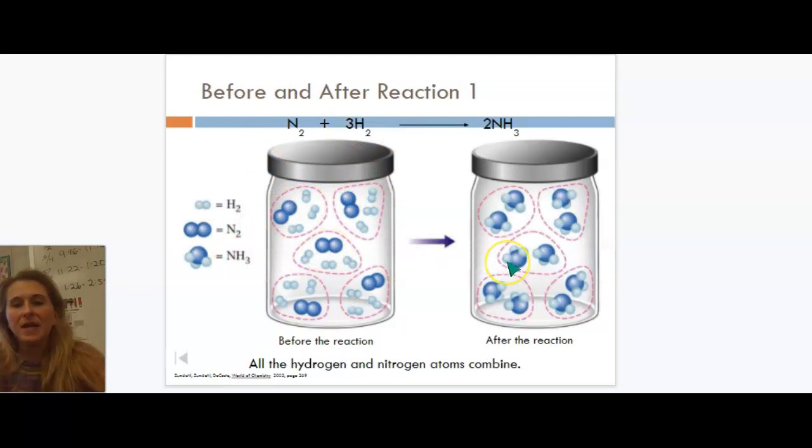So if we think about how they come together to make ammonia, we can see that we're going to need 3 hydrogen molecules for every 1 nitrogen. And so when we pair those up, we see that we end up with 2 representative particles, or 2 moles, as we know the unit of the coefficient is mole, 2 moles of ammonia. So that's before the reaction and after the reaction. And so we see that using our balanced chemical equation, everything balances out.